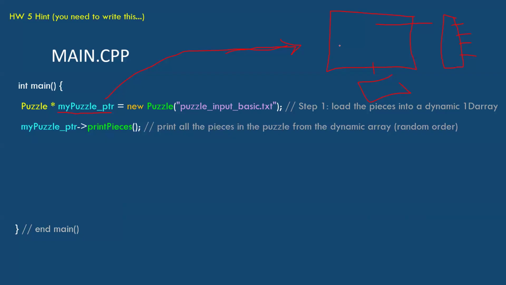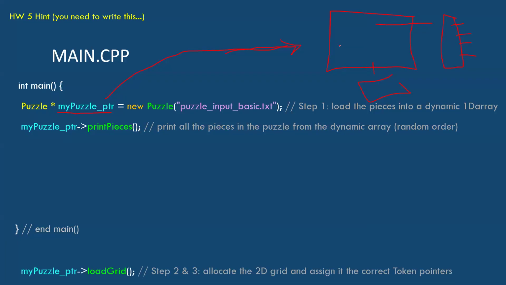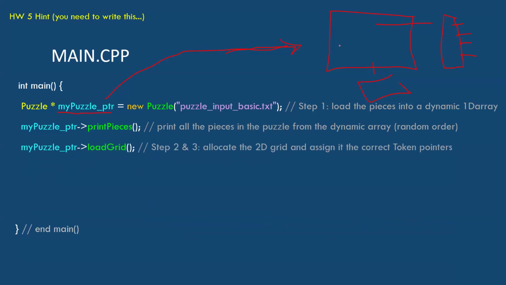After I call my constructor, I should be able to immediately print the pieces. If you can't do this part, you should not go on. If this isn't working, don't go on to the load grid step, because that means something's not right. But if that is right, then go ahead and call the load grid method from main, and that should hook up all of these pointers. So this gets pointing over there, this points over there, however all that stuff links up.